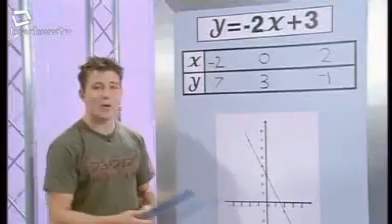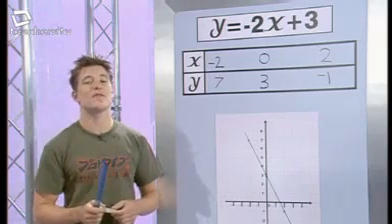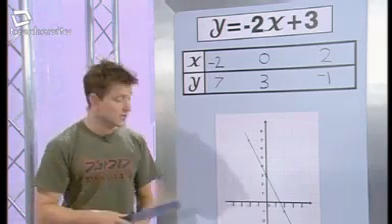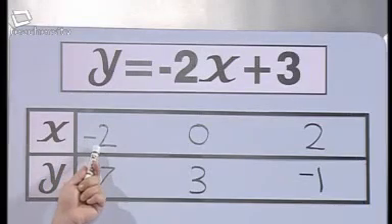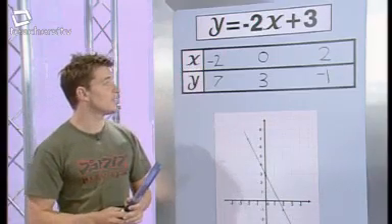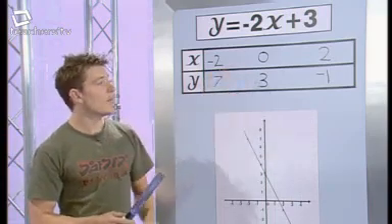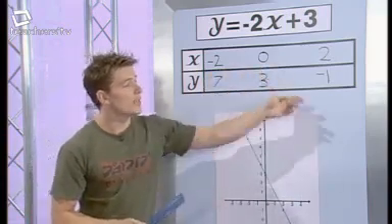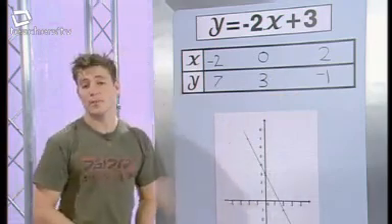Here's my graph for the equation y equals negative 2x plus 3. The key to drawing a straight line graph is to plot at least 3 points. So I looked at the sides of the grid and chose these 3 values of x here. Negative 2, 0, and 2. And then I found the corresponding values of y. So when x equals negative 2, y equals 7. When x equals 0, y equals 3. And when x equals 2, y equals negative 1. I then plotted the 3 points on my graph and drew a straight line through them.